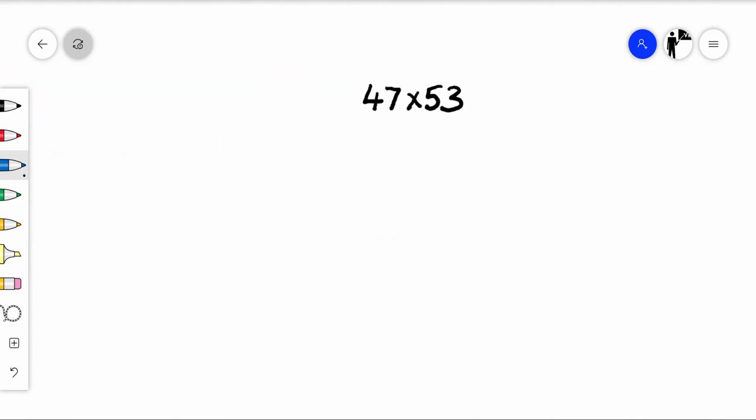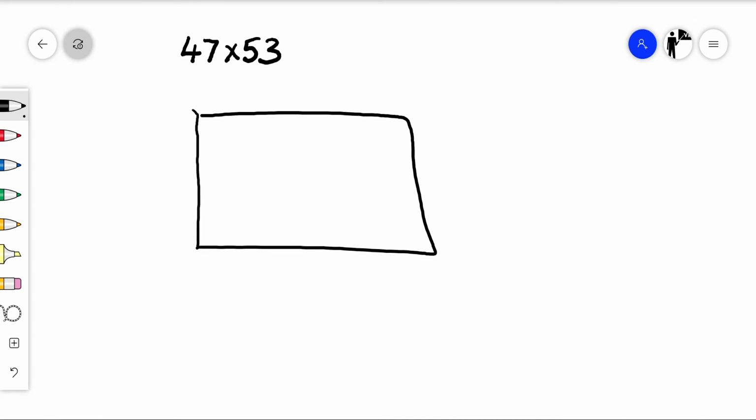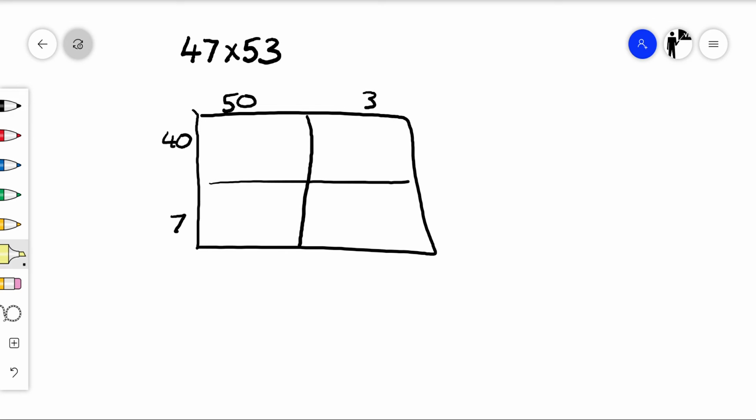Okay, let's have a look at example 2 here. 47 times 53. I can't split any of those into easier numbers, so we're going to use the grid method. 47 will split up into 40 and 7. 53 will split up into 50 and 3. Come down and across, we'll have 4 sections. So to work out what's going to go in here, we're going to do 40 times 50.